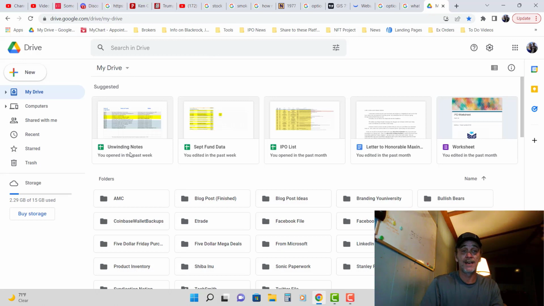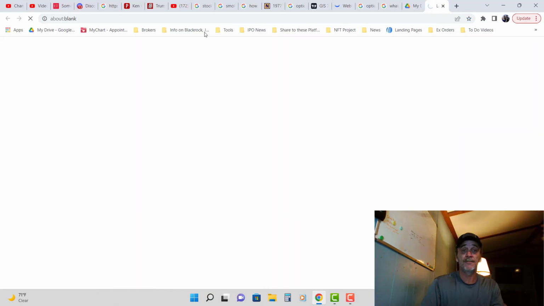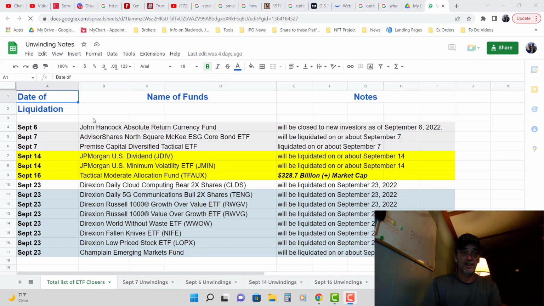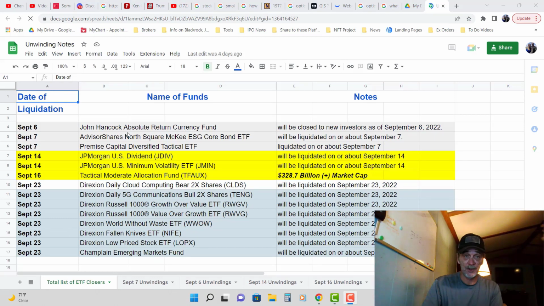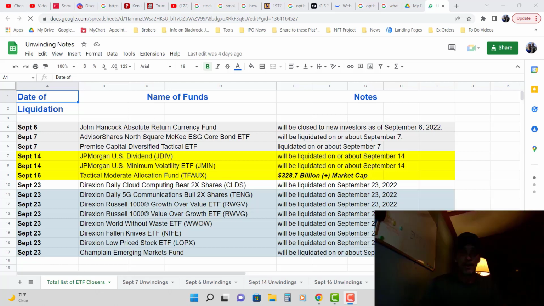I've got an unwinding notes page, and I click on it, and I made a list of 14 funds that would be liquidating in the month of September, starting September 6th, 7th, 2 on the 14th, 1 on the 16th, and all these are going to happen on the 23rd. That's something we need to be paying attention to. Inside of each one of these, I made a list of the dates of unwinding.